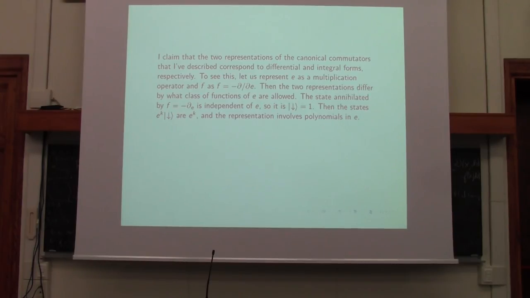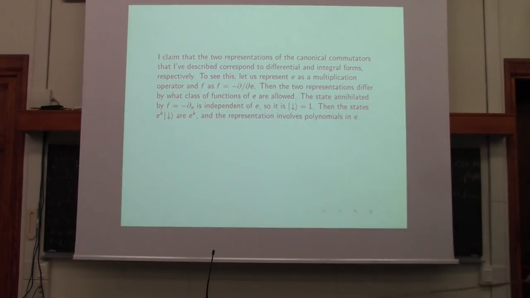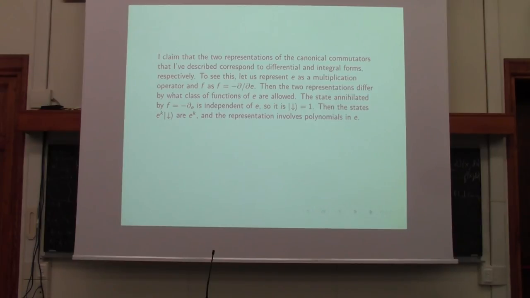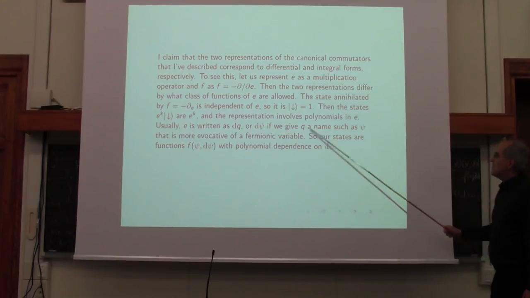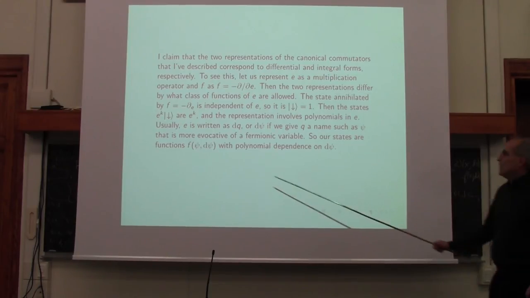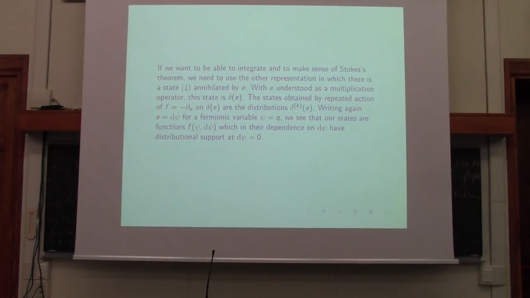One way to describe the two representations is to represent e as a multiplication operator and f as minus d by de. Then the two representations differ by what class of functions of e are allowed. The state annihilated by f is independent of e, so in this representation it is 1. And then the states obtained by acting repeatedly with e are just e to the k, so the representation involves polynomial functions of e. Usually e is written as dψ, if we give q a name that is more evocative of a fermion. So our states are functions with polynomial dependence on dψ. These are called differential forms.